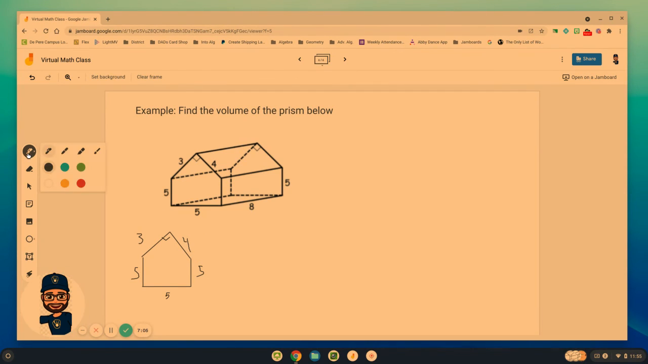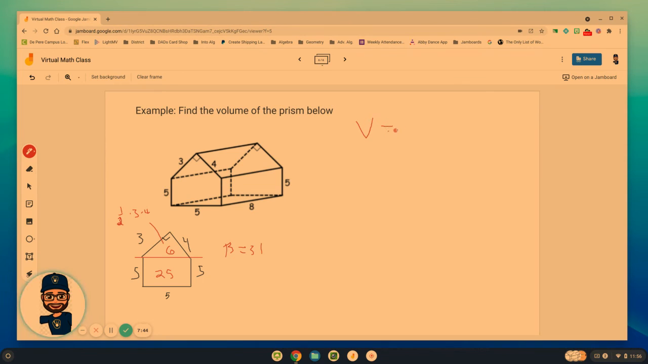Well, I think what I would do is try to separate it into two shapes. I'm going to separate it right here, a triangle on top, and a rectangle, a square really, on the bottom. 5 by 5 on the bottom would give me an area of 25 down here. The area for this triangle is 1/2 times 3 times 4. 3 times 4 is 12. Half of 12 is 6. Add them together, and our capital B is going to equal 31. The area of that front base is 31.